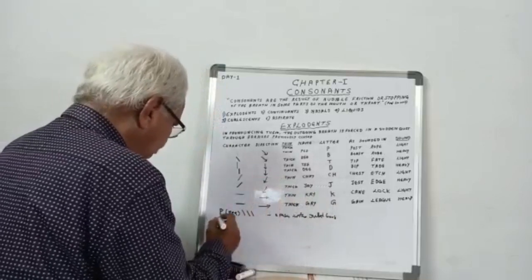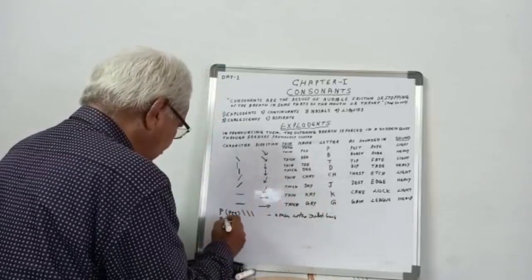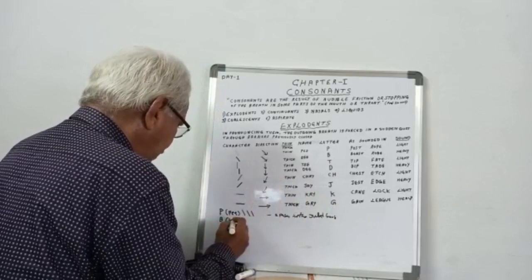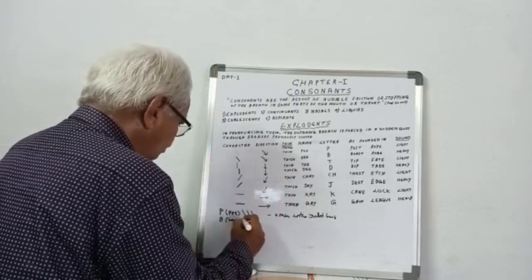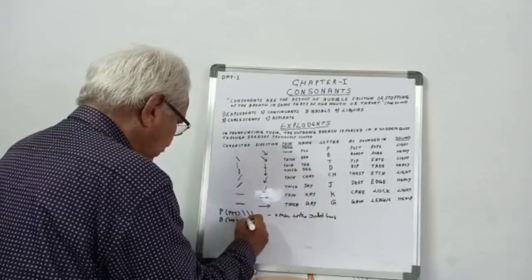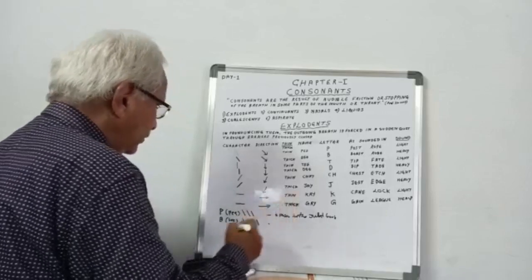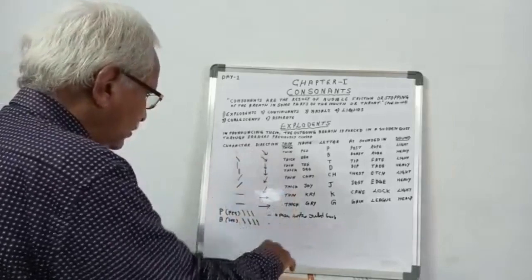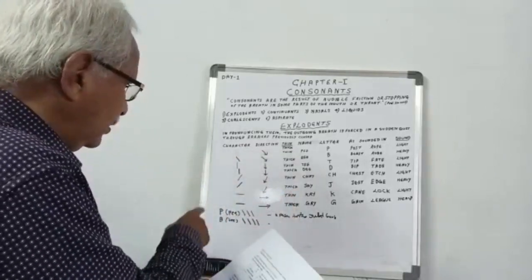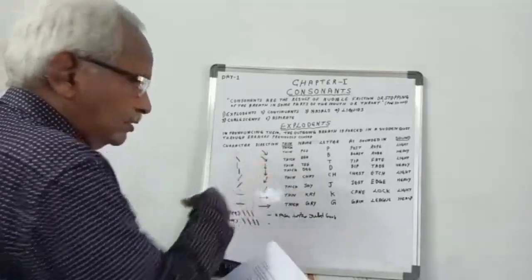And then B. B, E, E. This is a thick stroke. Same. TD, CHJ, KG, like this. The arrow shows the direction.